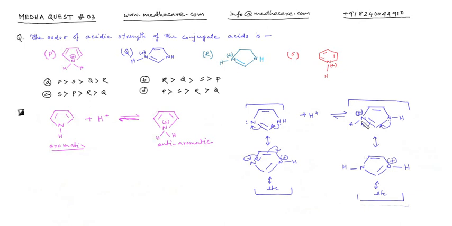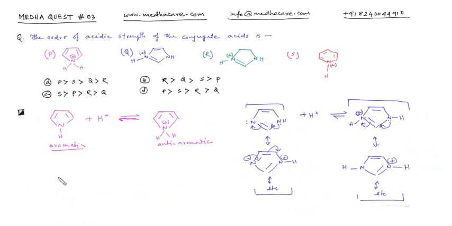Now check this one. In this case the positive charge is delocalized between two nitrogen atoms. In one structure you can see that charge separation is happening. That means these are non-equivalent resonating structures, whereas these resonating structures are equivalent. This conjugate acid is much more stable. It is very much stable, so it will not release H+ that easily. That means the acidic strength in this case is less.